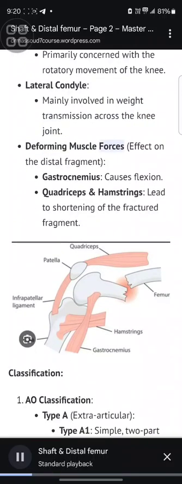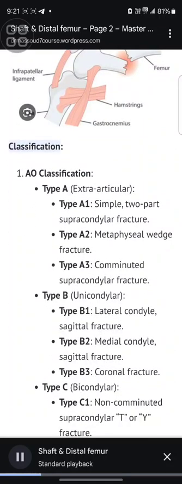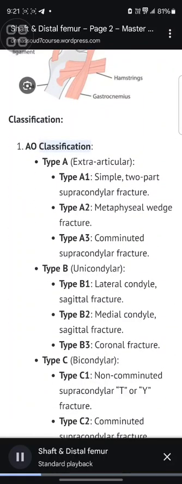Deforming muscle forces, effect on the distal fragment. Gastrocnemius causes flexion. Quadriceps and hamstrings lead to shortening of the fractured fragment. Classification. 1. AO classification. Type A, extra-articular.